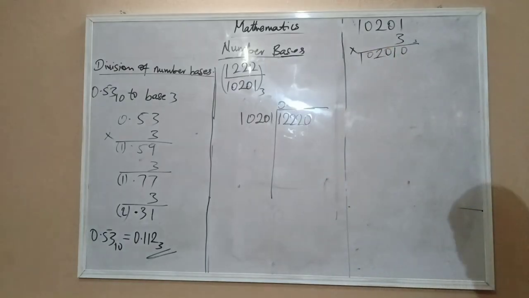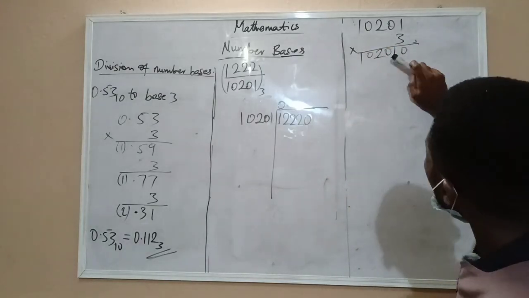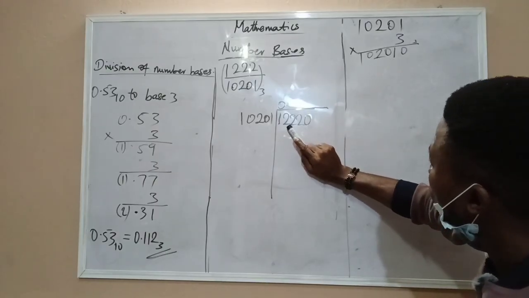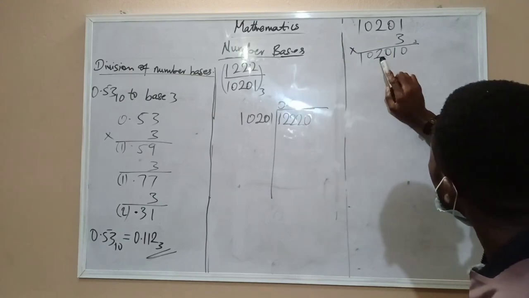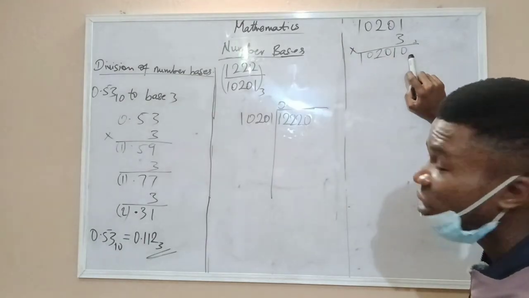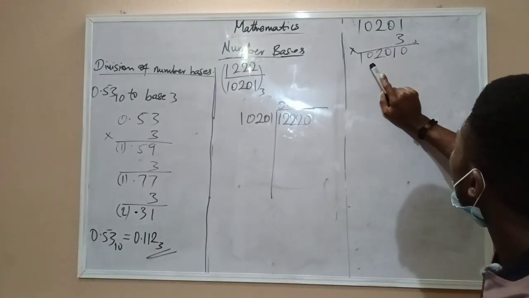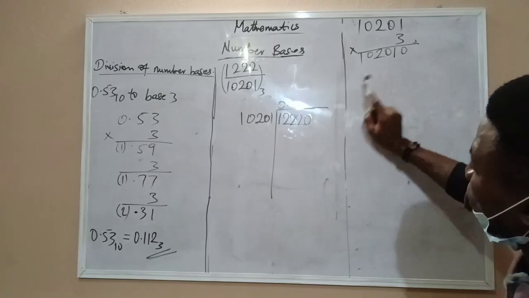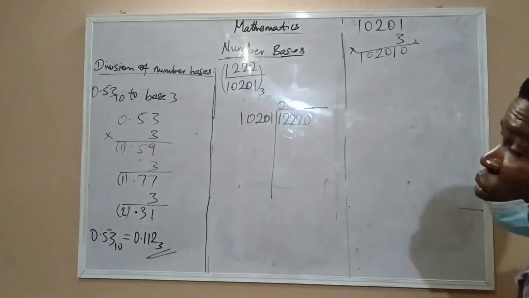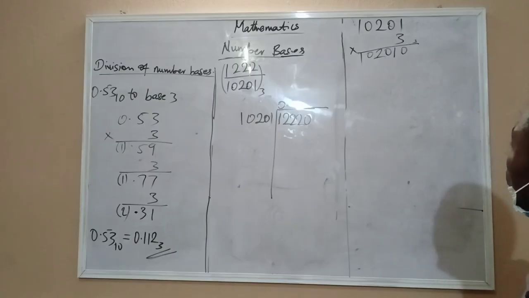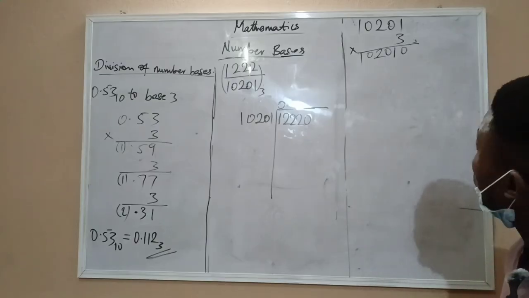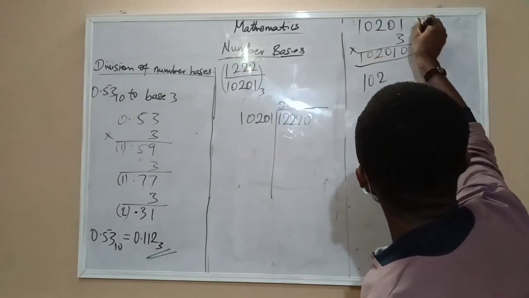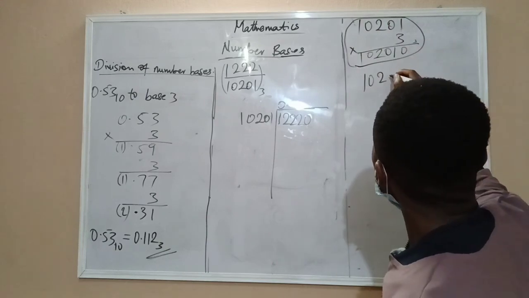You write 101. Now looking at this number and this number, which one is bigger? You see that this one is bigger. This one is how many digits? 1, 2, 3, 4, 5. While this one is 1, 2, 3, 4, 5, 6. Notice that if it is in base 10, this one is 102,010, while this one is 12,220. So 3 did not go. So this one is cancelled.